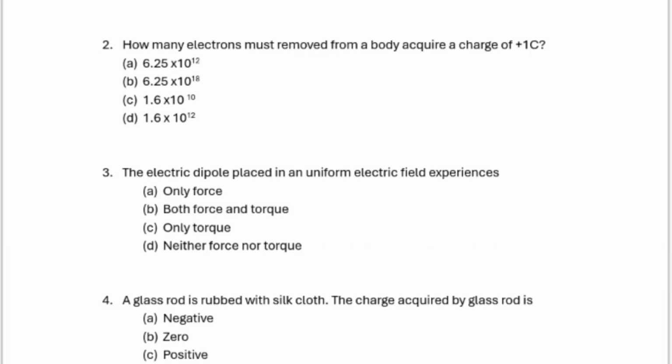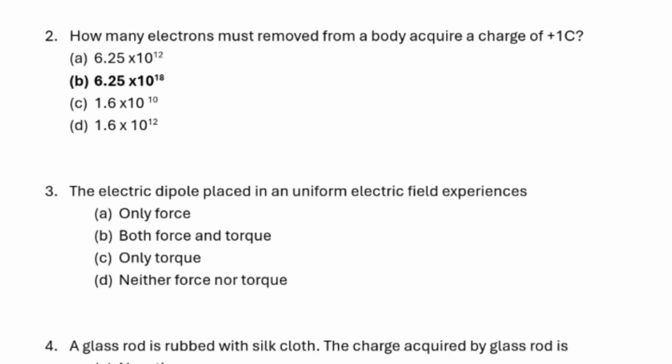Question number 2. How many electrons must be removed from a body to acquire a charge of plus 1 coulomb? Option A 6.25 into 10 to the power 12. Option B 6.25 into 10 to the power 18. Option C 1.6 into 10 to the power 10. Option D 1.6 into 10 to the power 12. The correct answer is option B 6.25 into 10 to the power 18.